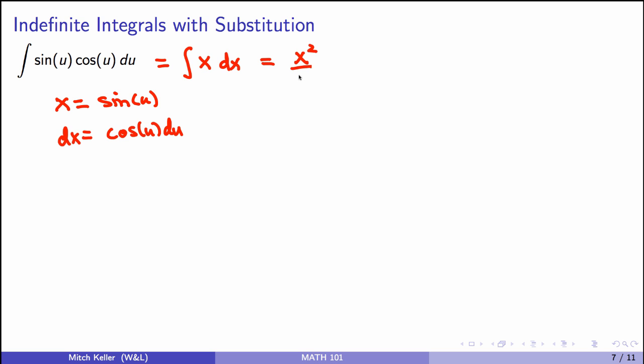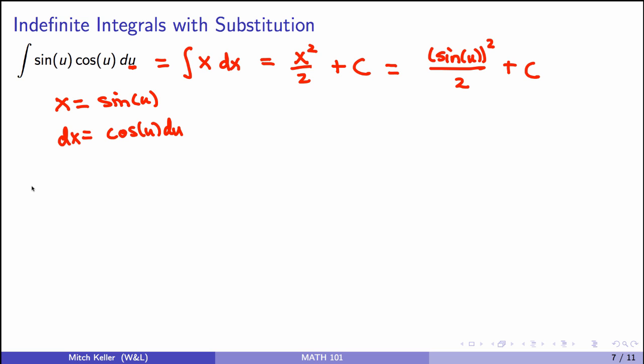Well, we know the most general antiderivative for that quite quickly. That's a polynomial. And then we've got to come back. We were asked for a function of u. Right now we have a function of x. So we'll put in our x equals sine u, and we'll have sine of u squared over 2 plus a constant.